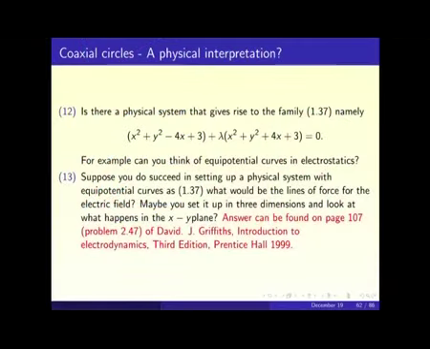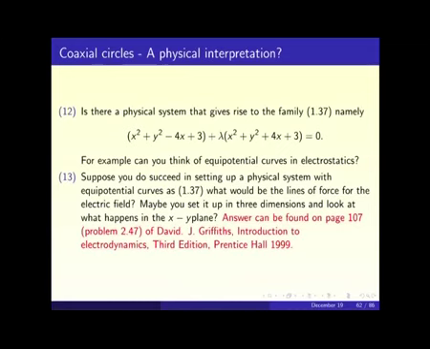I'll give you the answer. The answer can be found on page 107, problem 2.47 of Griffiths' book, Introduction to Electrodynamics, the 3rd edition, which appeared in 1999. Please pay attention to the edition number of the book.